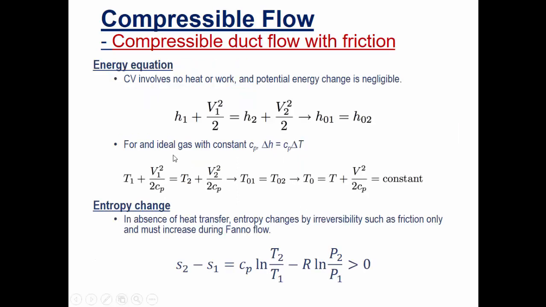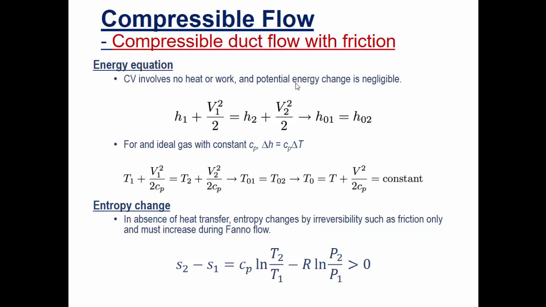Okay, and now the third element that we are going to look into when we talk about compressible duct flow with friction is the energy equation. Since we have a control volume which involves no heat or work transfer, or we can also consider that the potential energy change is negligible, our stagnation enthalpy remains constant. This means before and after the control volume, the stagnation enthalpy does not change.